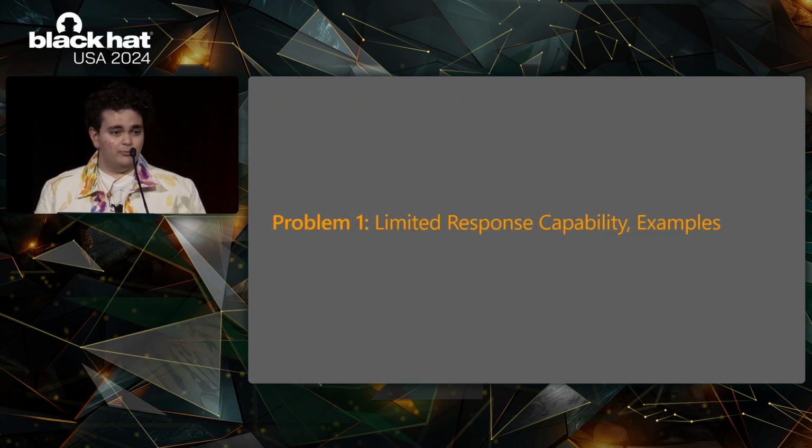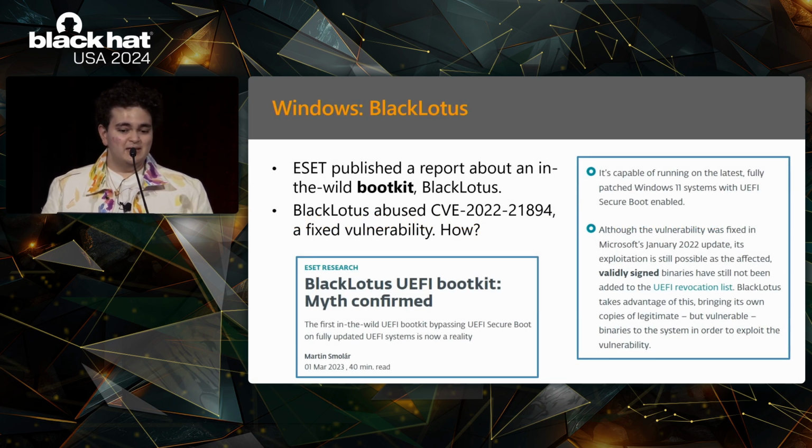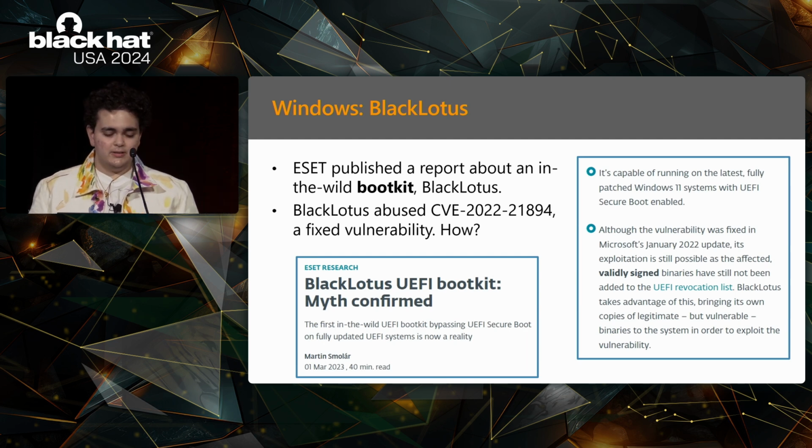So to go through some examples, to start with Windows, some of you might be familiar with BlackLotus. ESET published a report about BlackLotus, an in-the-wild bootkit, a little over a year ago. And the interesting part about this vulnerability was that it abused CVE-2022-21894, which was actually fixed in a previous security update. But how are they abusing it? Well, the blog is great. I recommend you check it out.